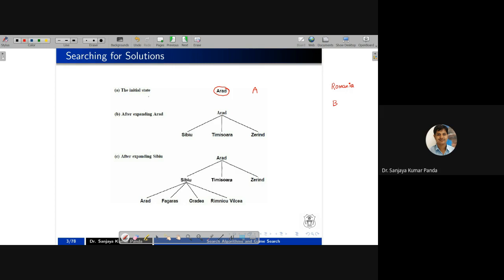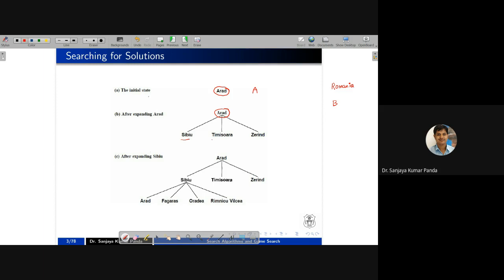So what I am going to do, first we are in the initial state. The initial state is our Arad. Then I am going to expand my initial state. When I expand my initial state Arad, I find that there are three different cities that are connected to Arad. And these cities are called S. I'm telling only the first alphabet to easily find the solutions.